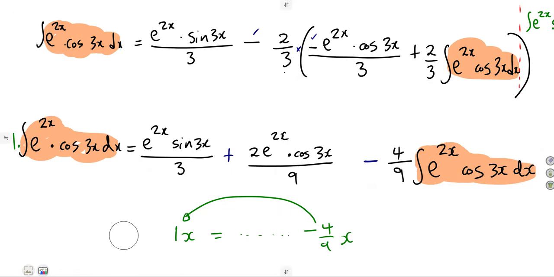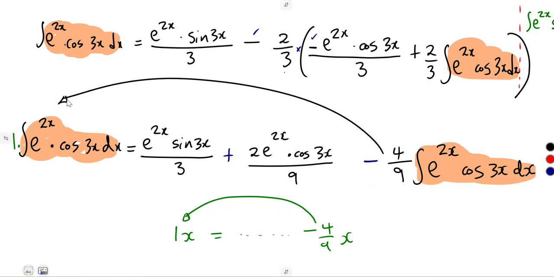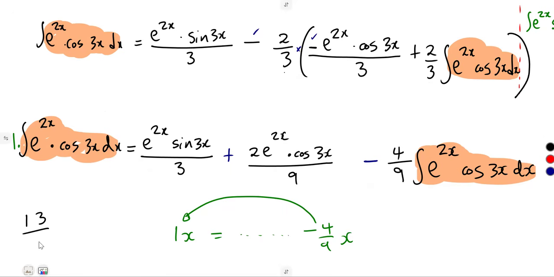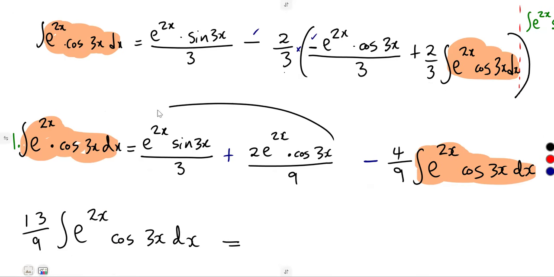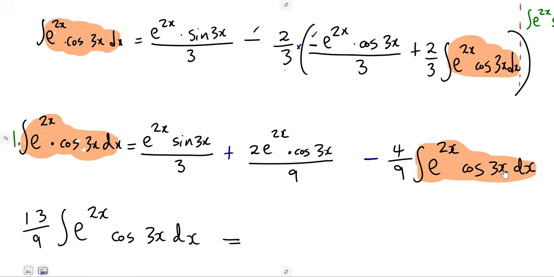Addition, you take this to the other side of the equation, so it will be a positive. So that's 13 over 9, the integral of this part as it is. So let us have the integral of e to the exponent of 2x cos 3x with respect to x, and that is equal to, on the right-hand side, we do not have anything in common that we can add.